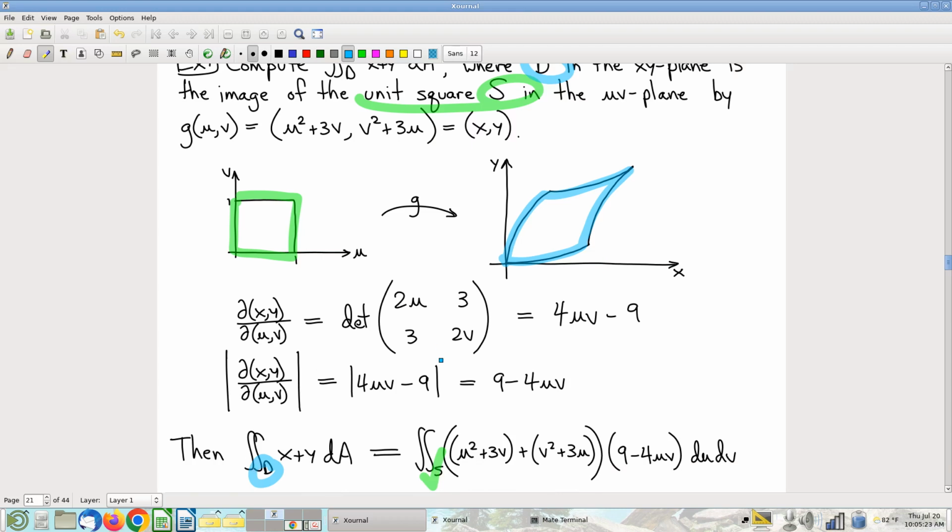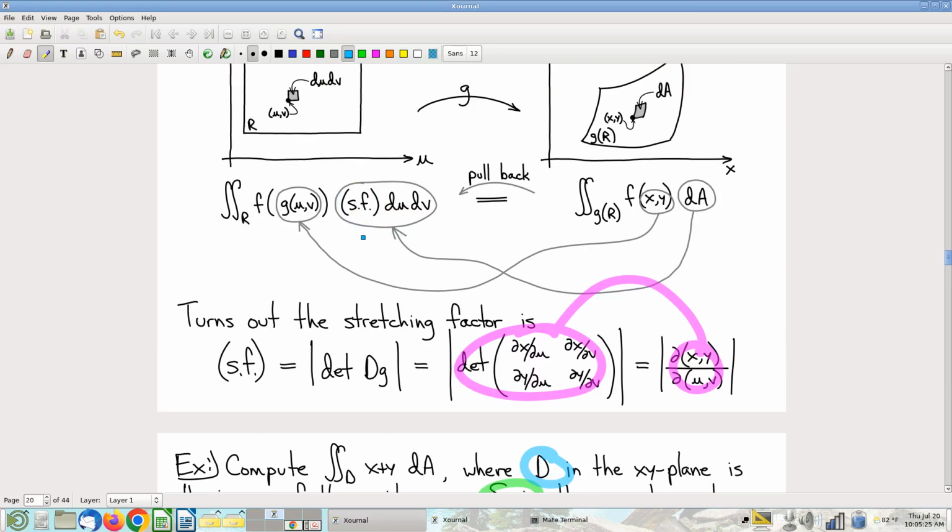Okay, so in practice, this is actually a pretty easy formula to work with. Just don't forget your stretching factor, and otherwise, cool, go ahead, plug in, pull back, use the pre-image domain, and it is fine, right?